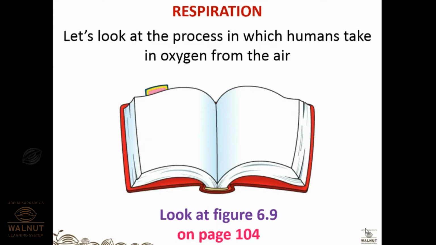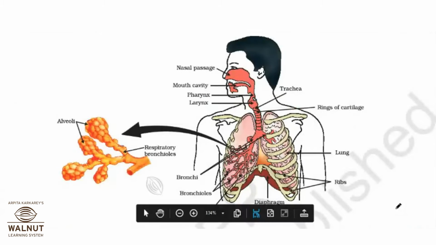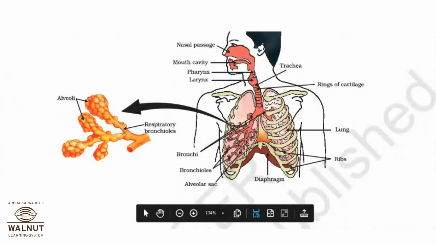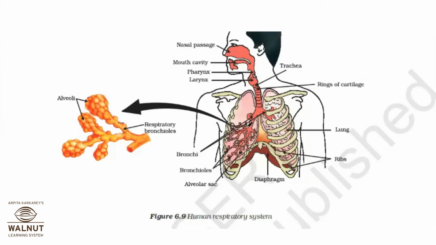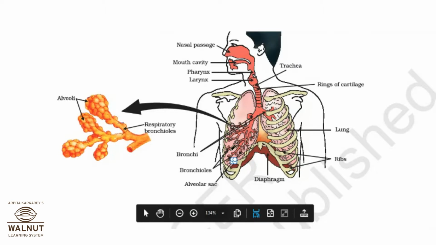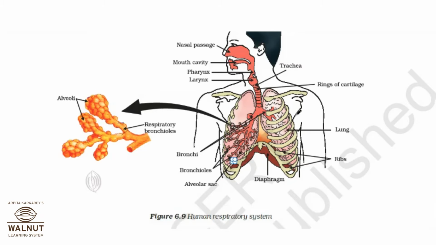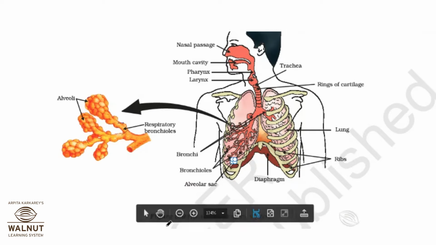So first of all, we will look at the figure. This is the figure of the human respiratory system. You can see there is a nasal passage, there are nostrils, then there is trachea, rings of cartilage, bronchi, bronchioles, alveolar sacs, and all these delicate structures are protected by the rib cage. Here they have zoomed in on these balloon-like structures, which are also called alveoli, to show how they look in the magnified view. So let us look at each of these structures and their functions in detail.